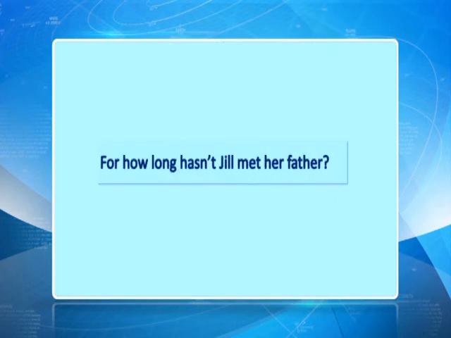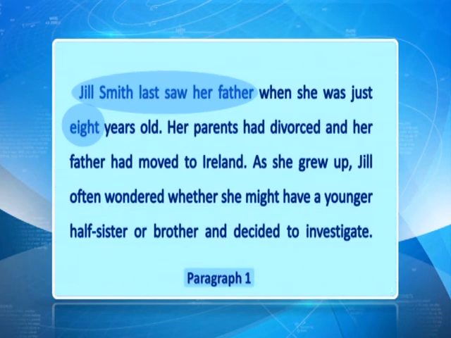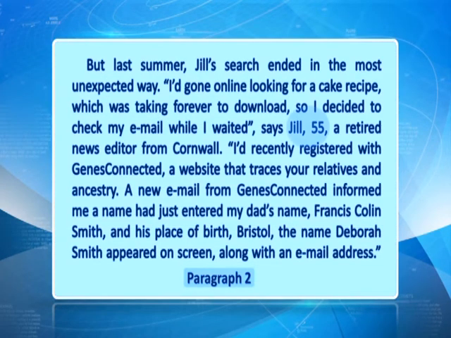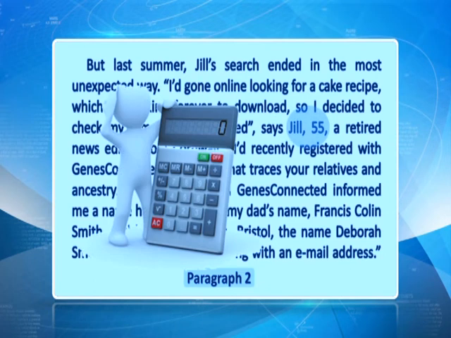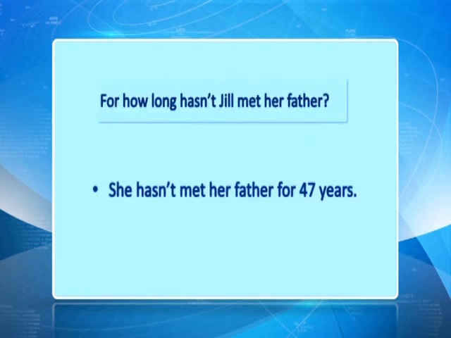For how long hasn't Jill met her father? Well, the question how long means that we are asking about a period of time. And here is the paragraph. There are two paragraphs, and we are going to compare the information between the two. Jill Smith last saw her father when she was 8 years old. And then in another paragraph, we are being told that Jill is 55. So a simple mathematical operation would solve the problem. 55 minus 8, and that makes it 47 years. So she hasn't met her father for 47 years.